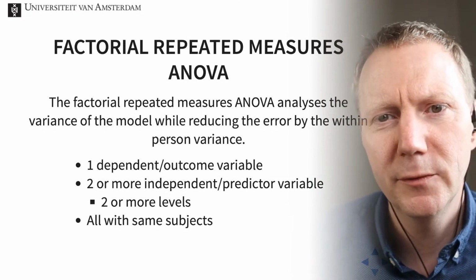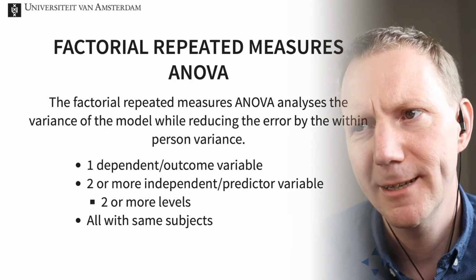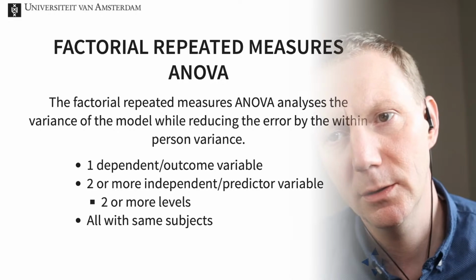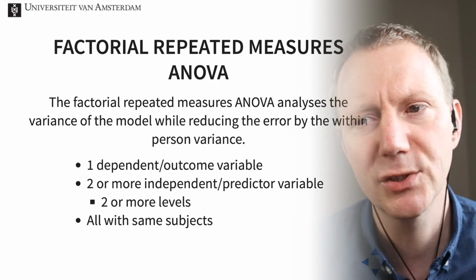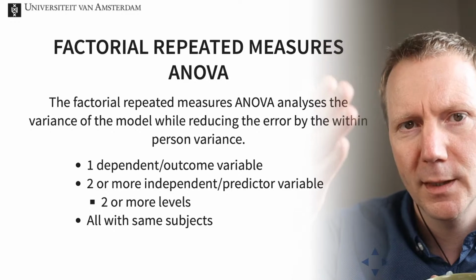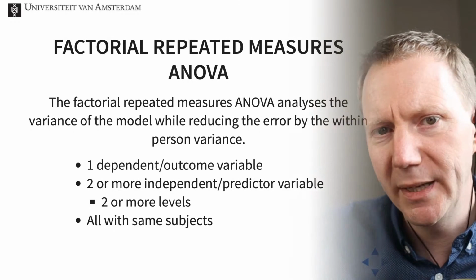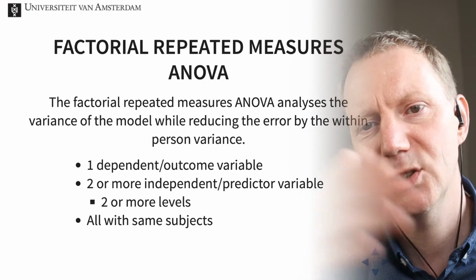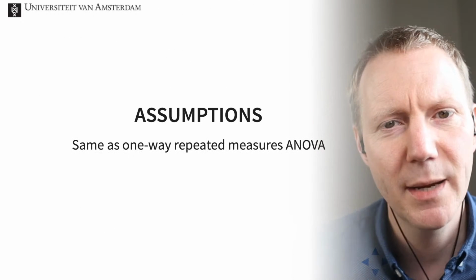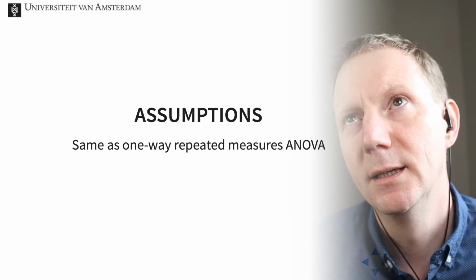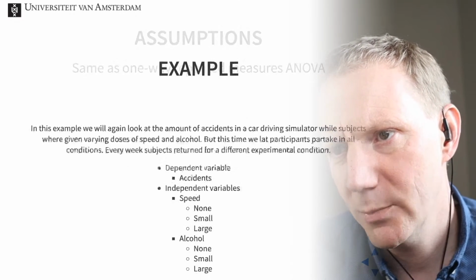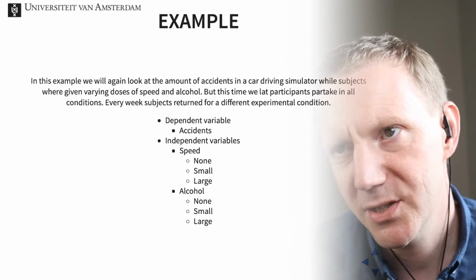The most important part, which we determined already at the start of this lecture, is that factorial means that you have multiple independent variables, each of which could have 2 or more levels, and each individual has to be tested repeatedly. So there's no independent groups variable involved here, it's only repeated measures. We're going to do essentially the same type of study as with the previous one. The assumptions are the same, by the way, as the repeated ANOVA.